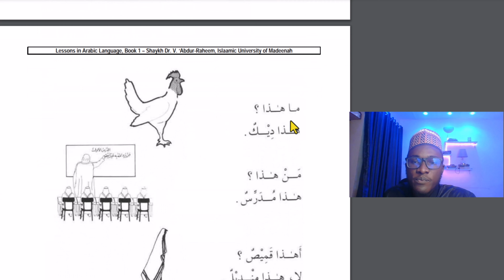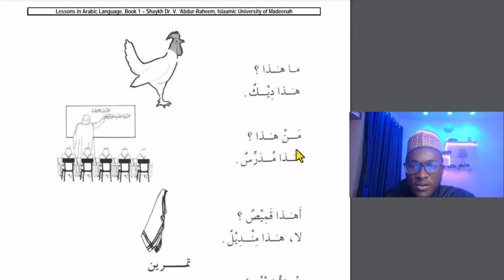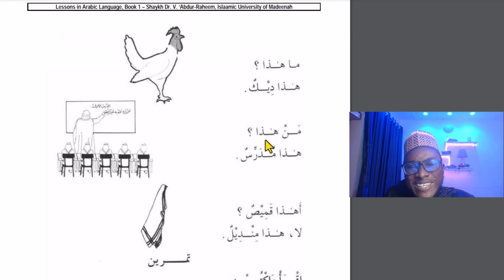Ma hadha, what is this? هذا ديك. This is a cock. Like that is the male of the hen. So this is a cock. من هذا. Who is this? As you can see, man is used for who? For someone that has brain, that has sense. هذا مدرس. This is a teacher. مدرس, teacher.